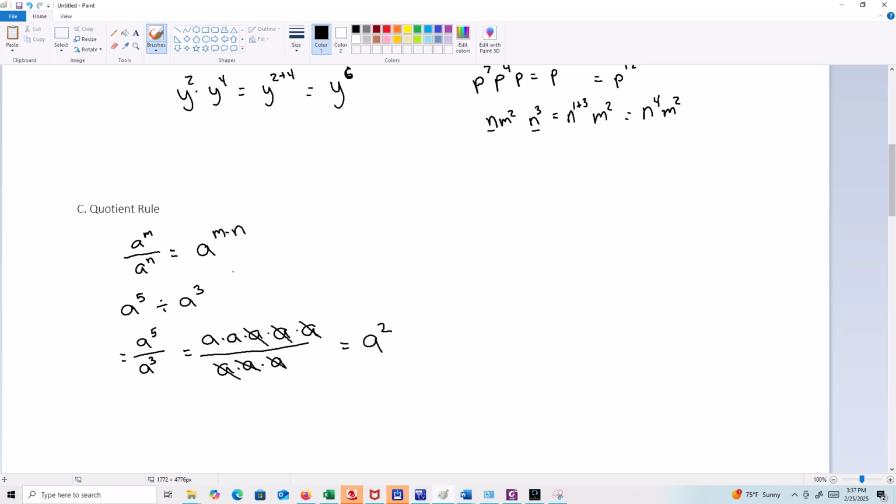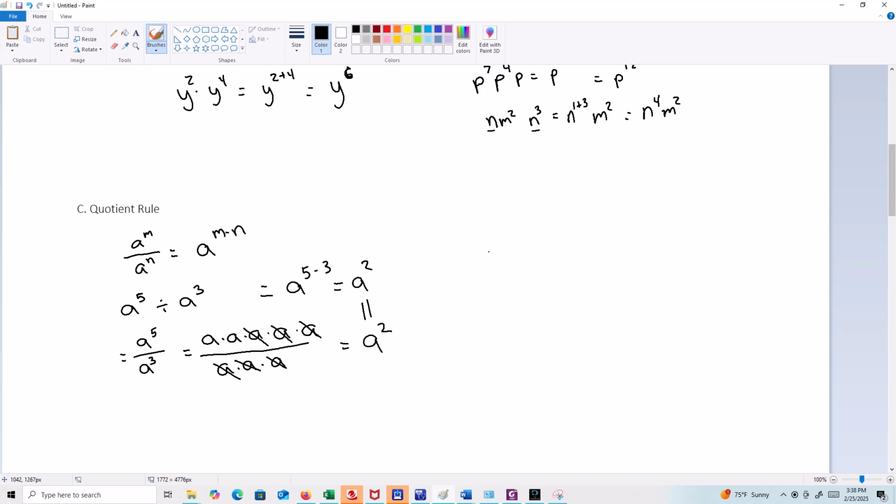Or I can simply remember this rule that I can subtract my exponents, and I can go a to the 5th divided by a cubed equals a to the 5 minus 3 power, a squared. And you'll see we get the same thing.